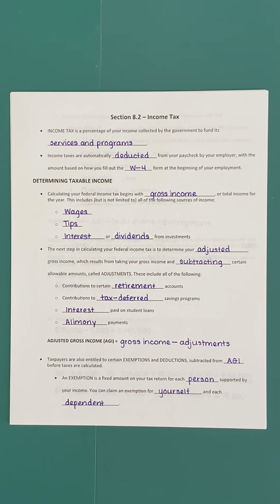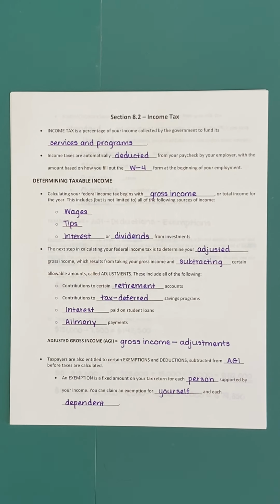Once all of your gross income is put together, the next step is calculating your adjusted gross income, which is going to take your gross income and subtract certain allowable amounts that we call adjustments. Now, not everyone is subject to adjustments. Adjustments are specific amounts that are subtracted. There will be certain amounts that are subtracted in the taxable income calculation process that apply to everyone. Adjustments are very specific and they only apply to specific people in specific situations.